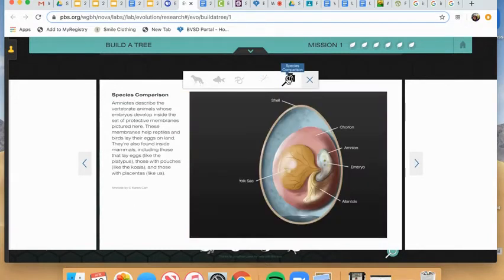Okay, then I'm going to go back to the last thing, which is the species comparison. And this tells us what amniotes are. So it says, amniotes describe the vertebrate animals whose embryos develop inside the set of protective membranes pictured here. These membranes help reptiles and birds lay their eggs on land. They're also found inside mammals, including those that lay eggs like the platypus, those with pouches like the koala, and those with placentas like us. So we are also an amniote. It just means that they develop inside like a sac membrane, like we develop inside our mom.